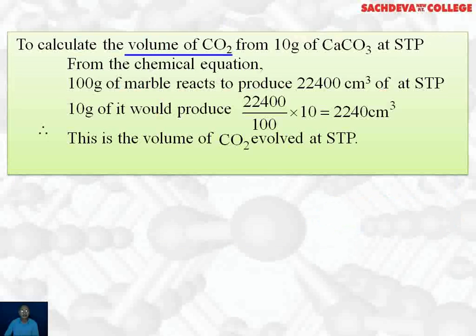To calculate the volume of CO2 from 10 grams of calcium carbonate at STP, from the chemical equation it is clear that 100 gram of marble or calcium carbonate reacts to produce 22,400 cm³ of CO2 at STP. 10 gram of it will produce 22,400 divided by 100 into 10, that is 2240 cm³. This is the volume of CO2 evolved at STP.